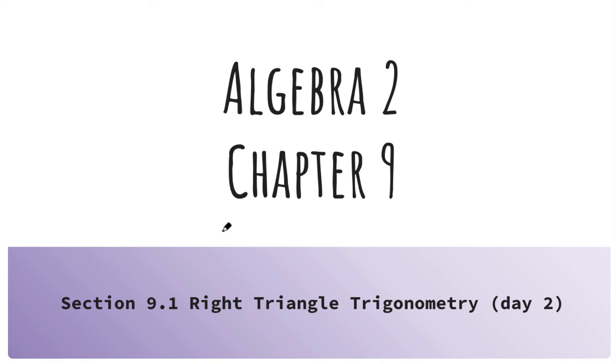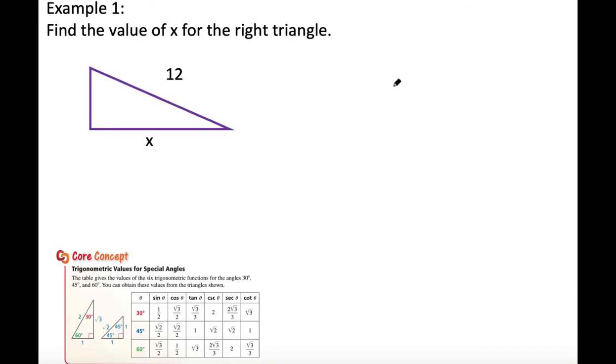All right, today we're going to look at section 9.1, right triangle trigonometry on day 2. Okay, so our first example today, we're going to find the value of x for the right triangle. And we can see that x is defined here in our right triangle, and we're given the hypotenuse side as 12. So what we don't know is the angle measure. So we're going to look at this angle right here, and this angle is 30 degrees.